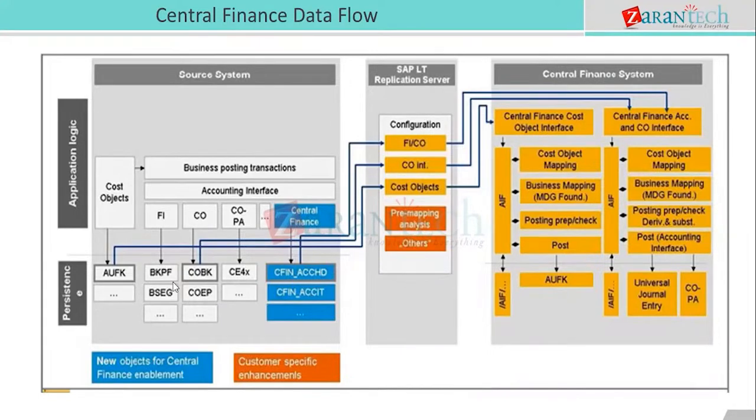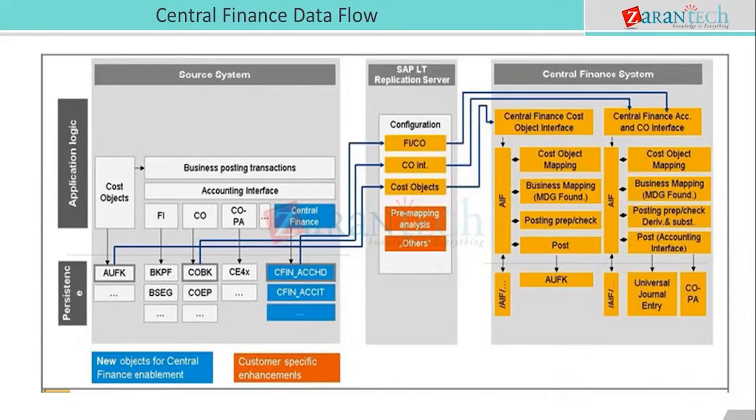Please maintain this: Central Finance will never read the data from the BKPF and the BSEC. Central Finance will read the FICO postings from CFIN_ACCHD and CFIN_ACCIT, which are called dependent tables. That is the reason we call it Central Finance using application-based replication, not table-based replication.